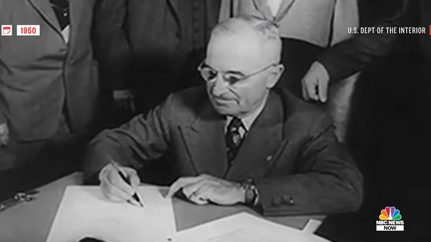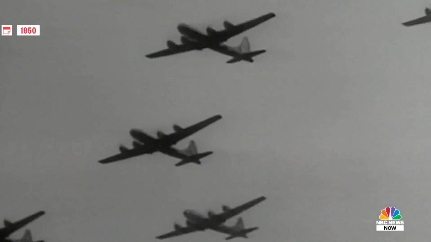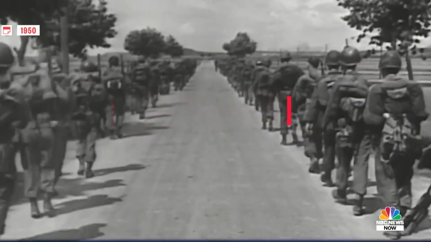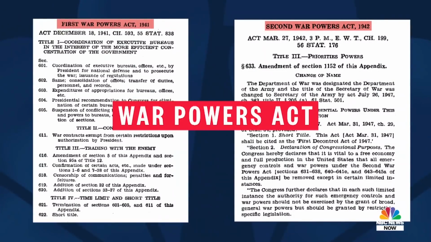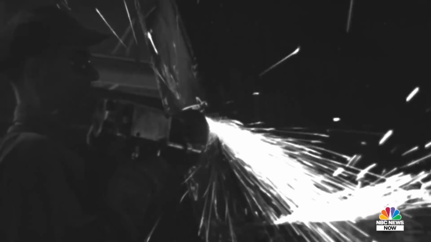Well, the Defense Production Act was enacted in 1950 to give the Truman administration broader authority to set domestic economic policy during the Korean War. The DPA emerged out of the First and Second War Powers Act of 1941 and 1942, which allowed the White House to compel American companies to produce things like tanks and weapons during World War II.